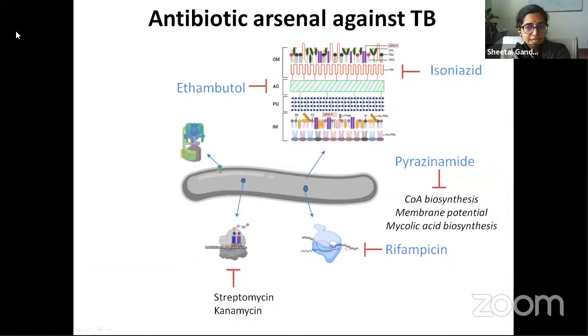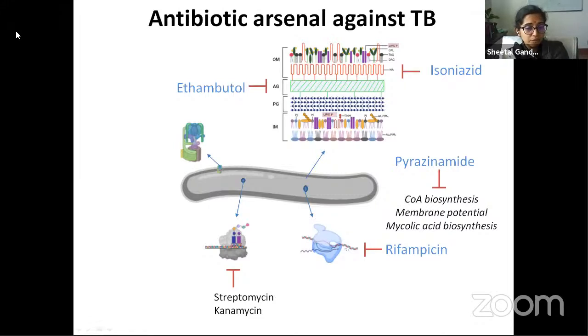So for example, isoniazid targets synthesis of this very complex fatty acid, which is present in the cell wall of Mycobacterium tuberculosis. It's called mycolic acid. Ethambutol targets the synthesis of the cell wall arabinogalactan, which is the sugar present just outside the inner membrane. So it's that typical cell wall architecture, except that in E. coli, you have peptidoglycan. In case of Mycobacterium tuberculosis, you have arabinogalactan peptidoglycan. So this very thick layer of sugar, the synthesis of this layer is what is inhibited by ethambutol.